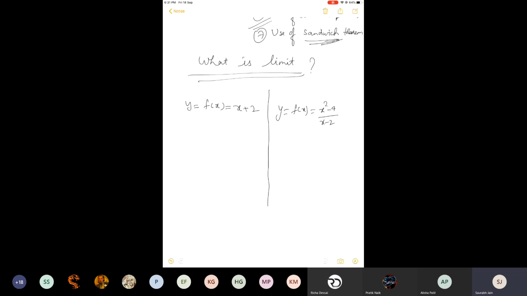See, the next thing is what is limit? To understand this concept, we will take examples of these two functions. One is y equals x plus 2 and the next one is y equals x square minus 4 upon x minus 2. I have already told you about identical functions, right? So I have a question now, it's your turn. Anyone can speak up and tell me whether the two functions, x plus 2 and x square minus 4 upon x minus 2, are equal or not?